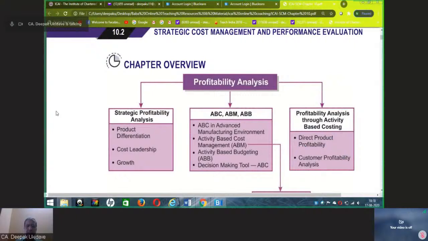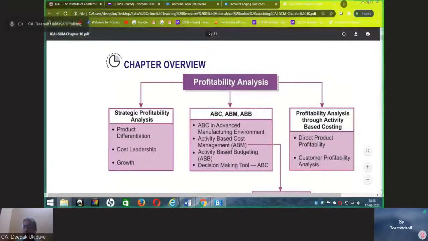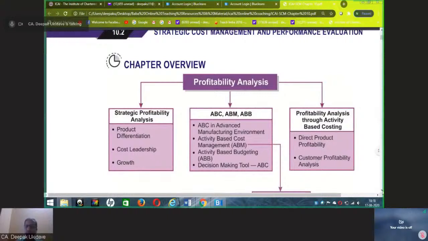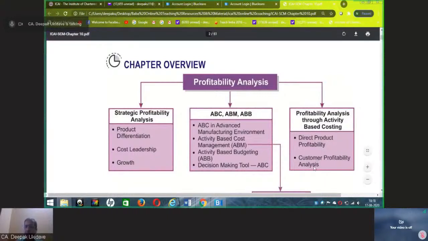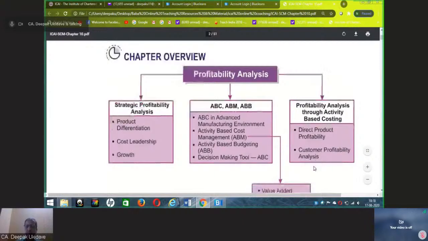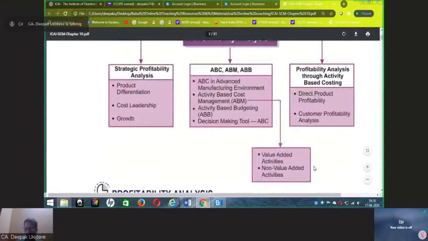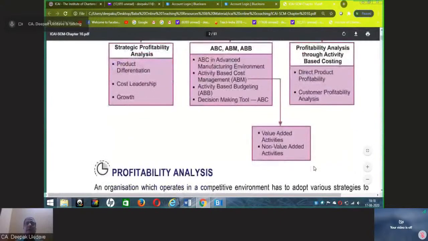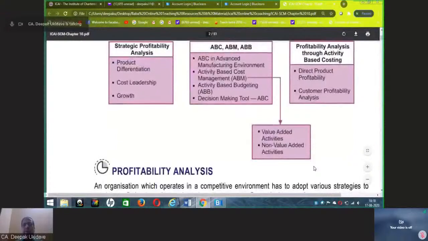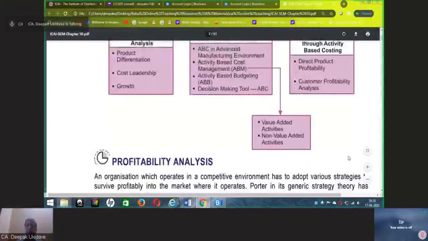Having understood this overview, we will start with product profitability, the strategic profitability analysis, using, and here of course, value-added activities and non-value-added activities, which I mentioned about. So we start with profitability analysis using various techniques, and these techniques are in terms of growth, product differentiation, productivity, and of course innovation. So we will understand one by one how we calculate or measure the impact of each factor on the profitability.